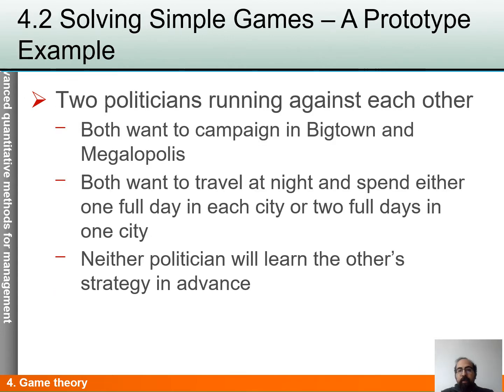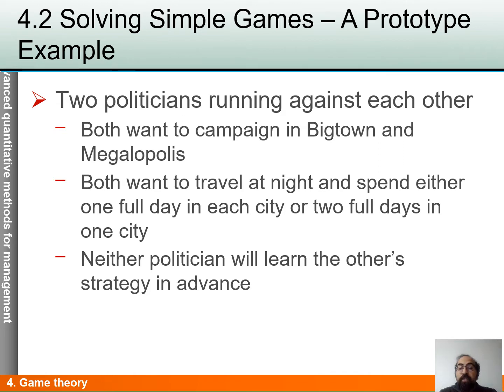Now, after knowing a little bit about the different concepts of two-person zero-sum games, let's try to solve simple games with a prototype example. You can find this explanation completely in your book, Hillier and Lieberman, but we have the assumptions of this example here in this slide. What are the assumptions? Two politicians running against each other.